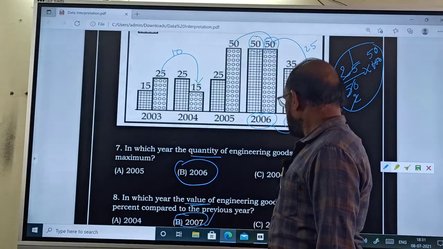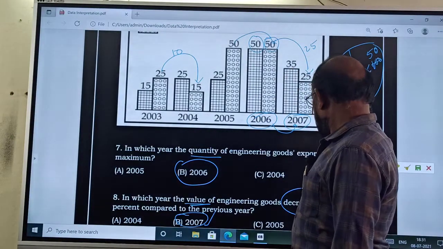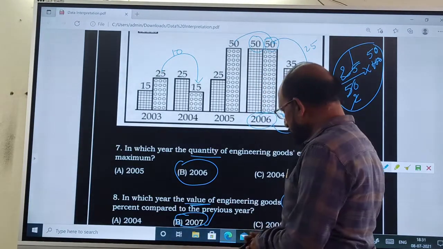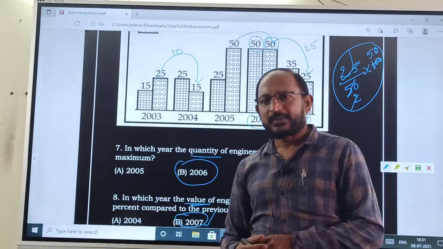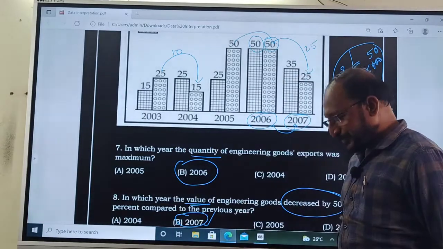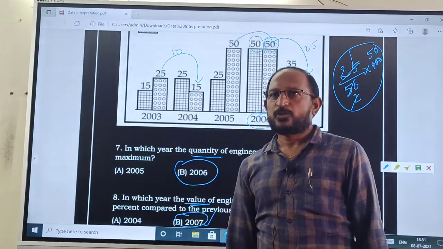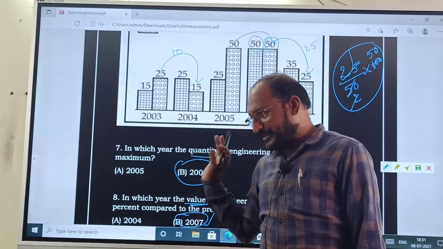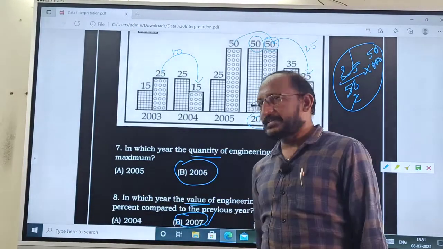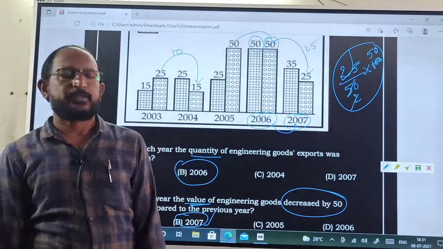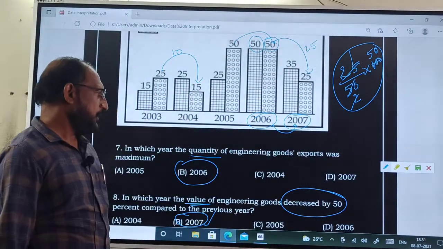So what if he gives 2006 and 2007? Which option should we choose, sir? In which year did it decrease? 2007 or 2006? 2007, sir. So what is the answer? Okay, sir, 2007. So 2007 is the correct answer. Is it clear? Clear, sir. Go for another.